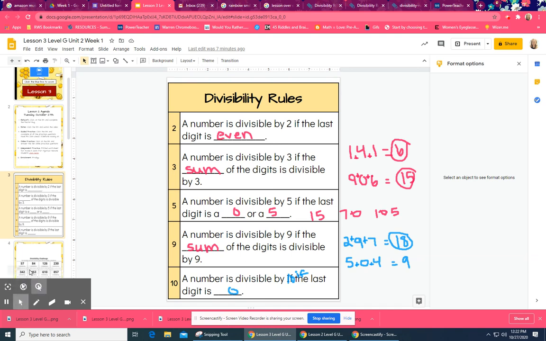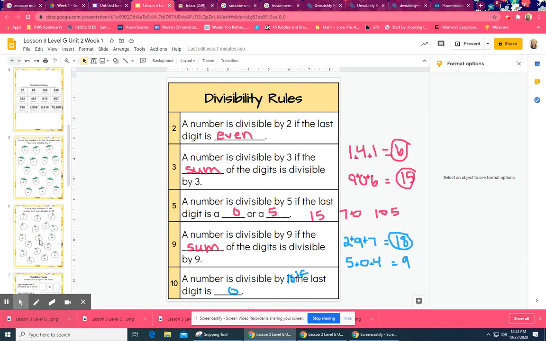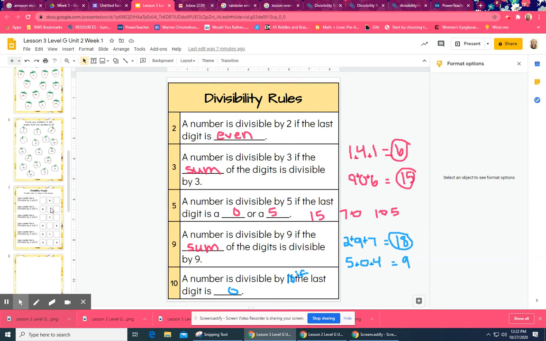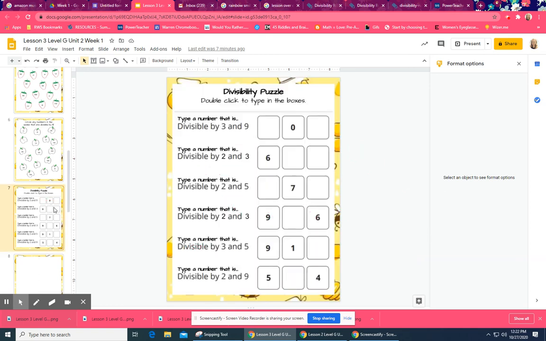You guys have quite a bit of work to do. You're going to follow through all the slides. I suspect some students will get stuck on this slide, the divisibility puzzle. But if you need help, just ask for it. And you're also going to have a Google form. So go ahead and start.